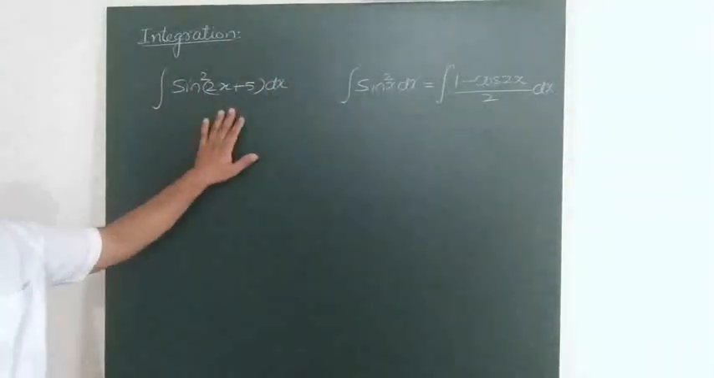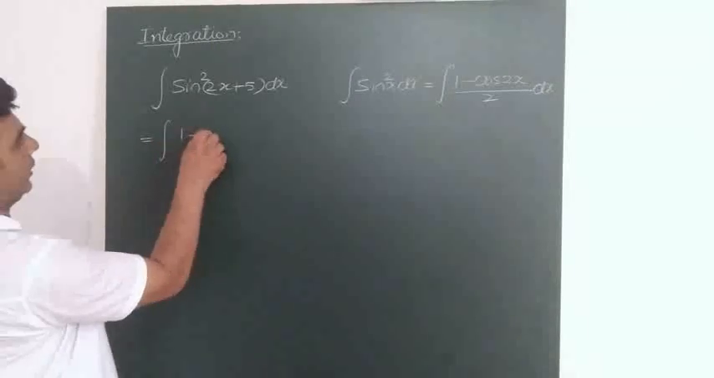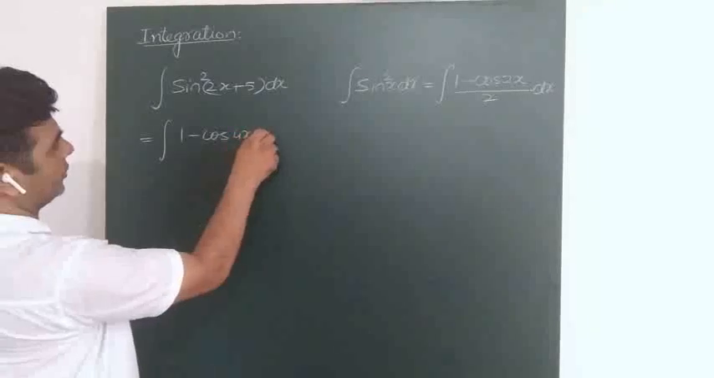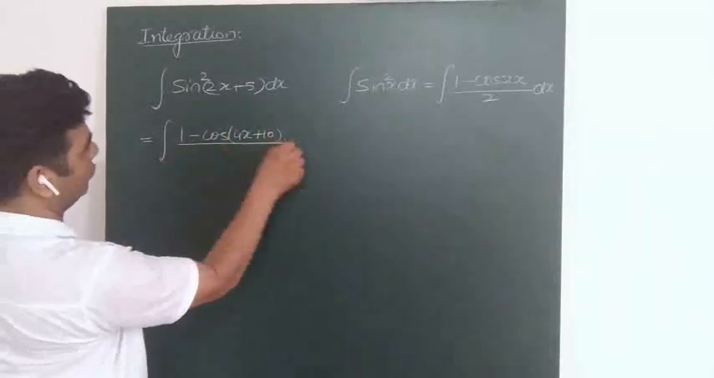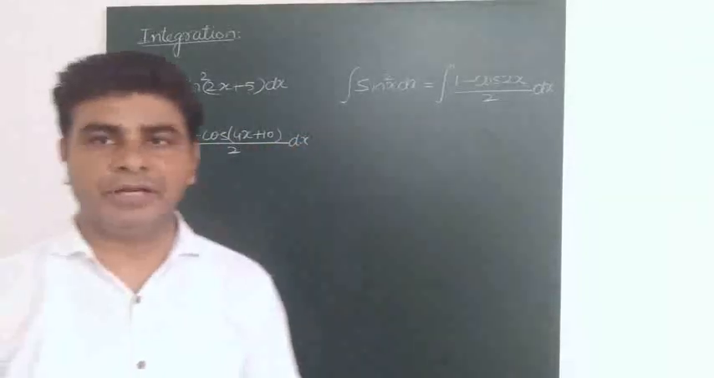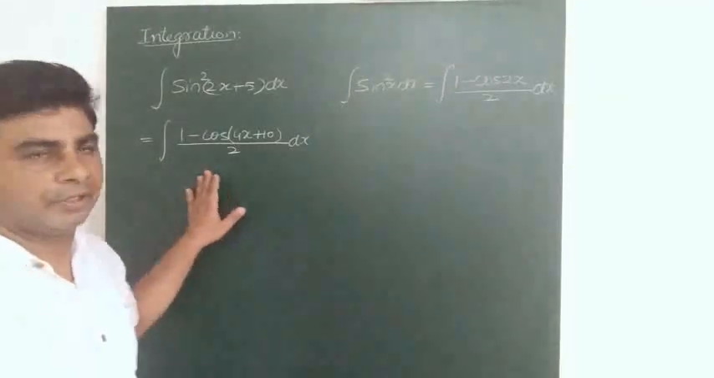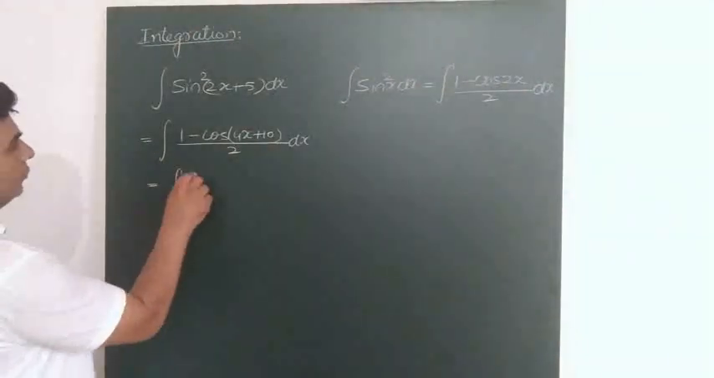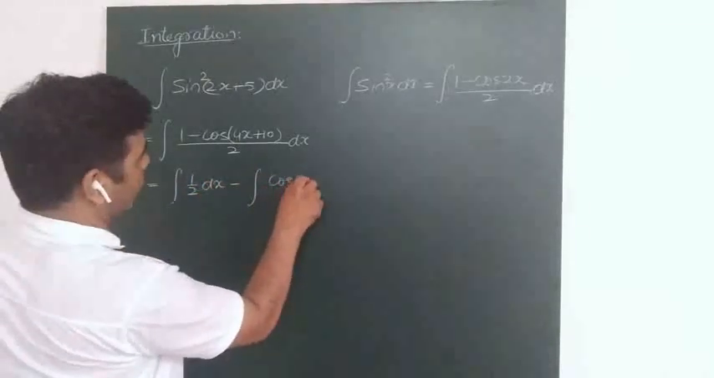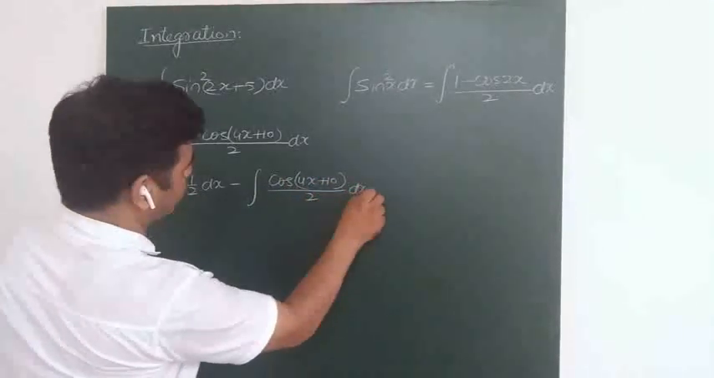Similarly, we will do in this question as well. This can be written as 1 minus cos of 2 times the angle, this is 4x plus 10, divided by 2. Now you can see there is no power of any trigonometric function, so we can do this integration very easily by separating the terms. So write down 1 by 2 into dx minus cos (4x plus 10) by 2. I have just separated the terms.